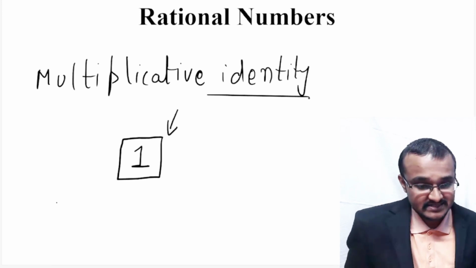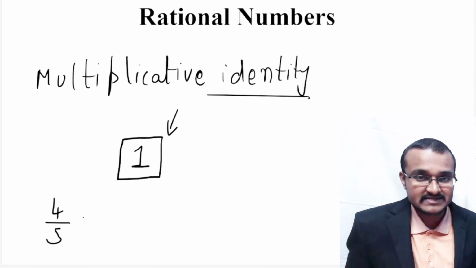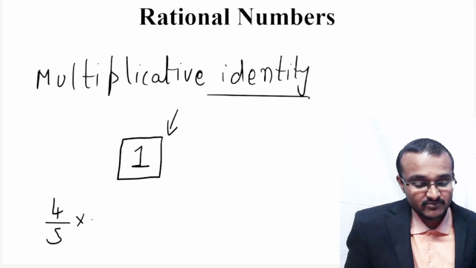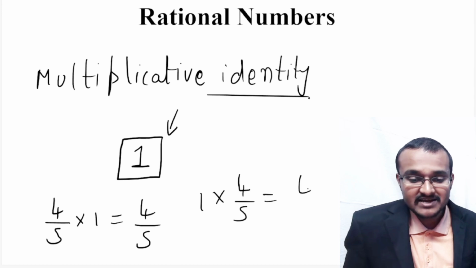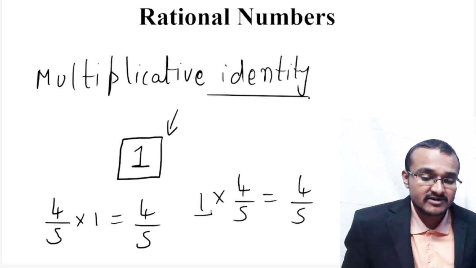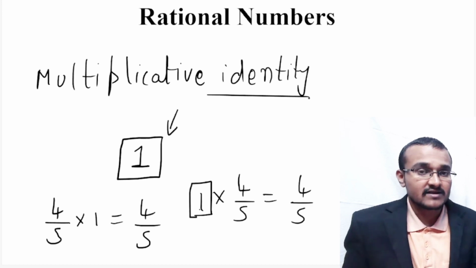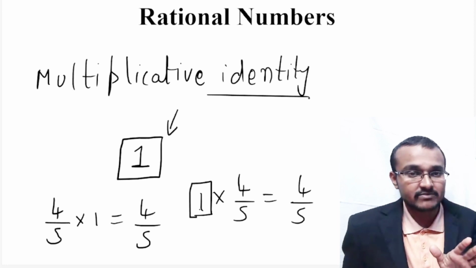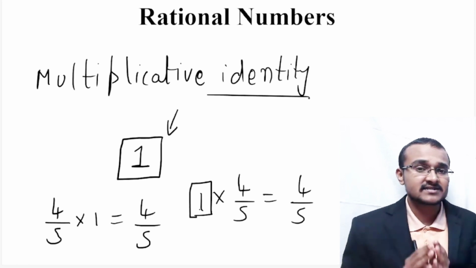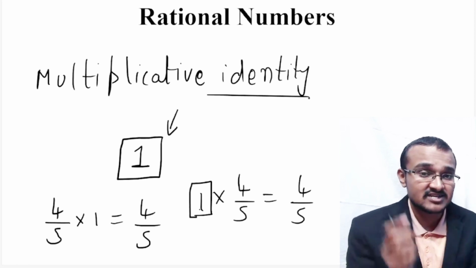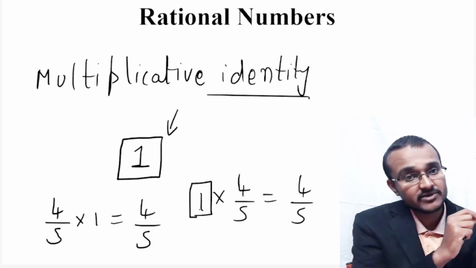For example, if you consider 4 by 5 as your rational number, and multiply this 4 by 5 with 1, you will get the answer as 4 by 5 itself. Similarly, if you multiply 1 on the left hand side of 4 by 5, that is 1 into 4 by 5, again you will get the answer as 4 by 5. However many times you multiply 1 with 4 by 5 or any rational number, you will get the same rational number. That means the value of a rational number will not change if you multiply it with 1.